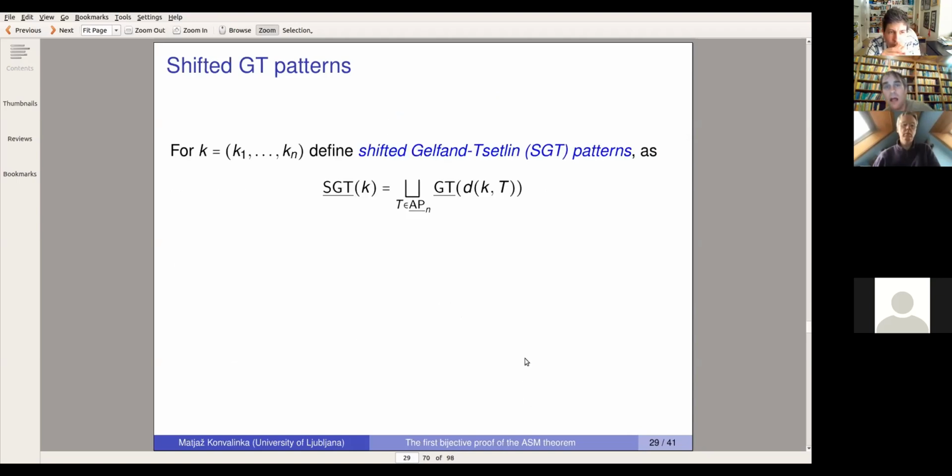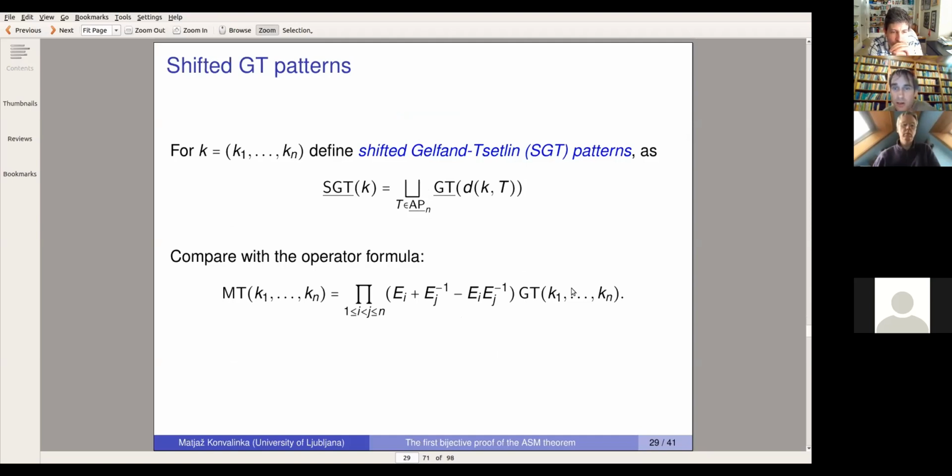And finally, well, I can define shifted Gelfand-Tsetlin patterns, which is the disjoint union over all arrow patterns of size n, and then GT patterns of this deformed bottom row. So what's the point of this? Well, remember the operator formula, right? You have GT patterns, but then for every choice of i and j, exactly n choose 2 of them, it's exactly one element in that triangle. You either pick an arrow pointing to the left, which means that ki is increased by 1, or kj is decreased by 1, or you do both, but you have a minus sign.